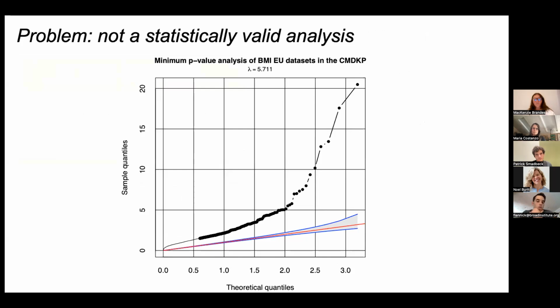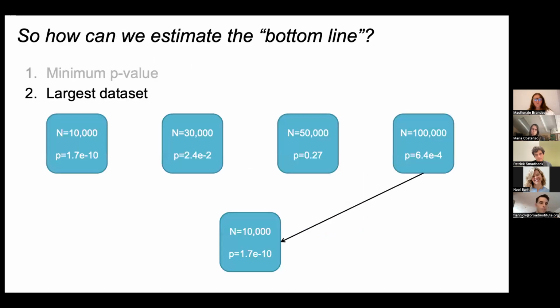Now, obviously, the issue with this is that it's not a statistically valid analysis. If you formally do this analysis across all of the variants for a given trait, you see massive inflation. This is a QQ plot of what happens when you take the minimum p-value for BMI associations, and you see, for those who are familiar with lambda values, an outrageous value, and clearly a statistic that's not well calibrated.